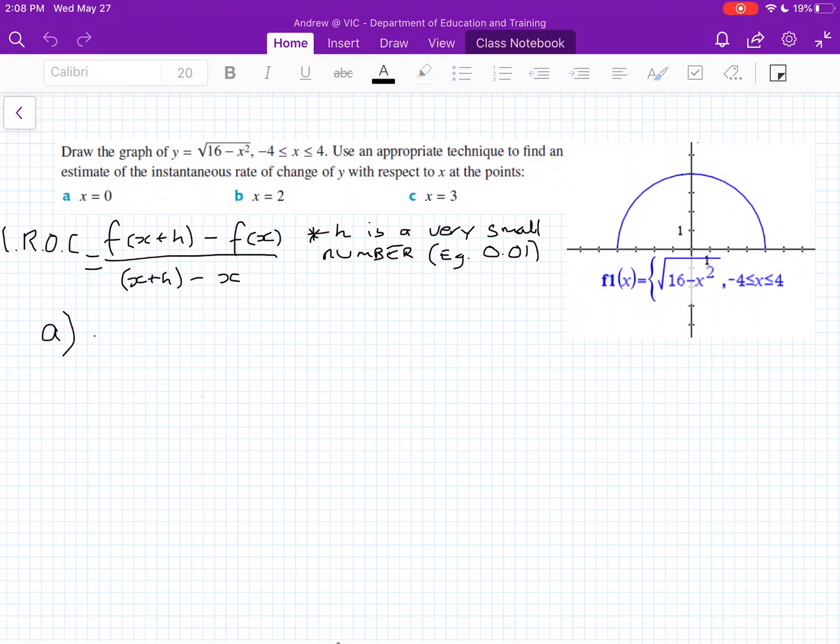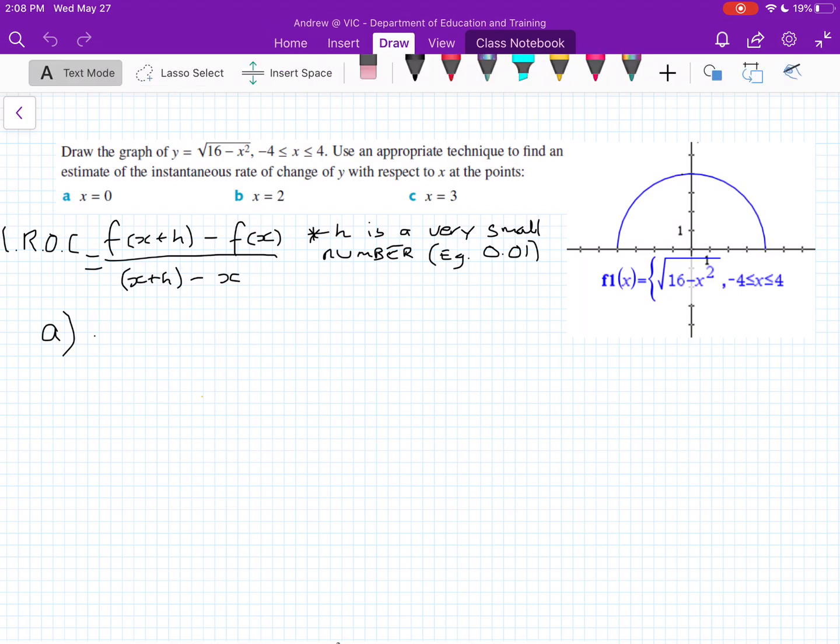G'day everyone, so in this video we're looking at instantaneous rates of change. Here we've got a question: draw the graph y equals the square root of 16 minus x squared between -4 and 4 on the x-axis. I've actually done this on the right on my CAS, so I've drawn that up. Then use an appropriate technique to find an estimate of an instantaneous rate of change of y with respect to x at these points.